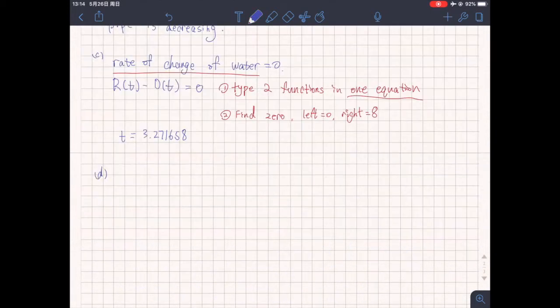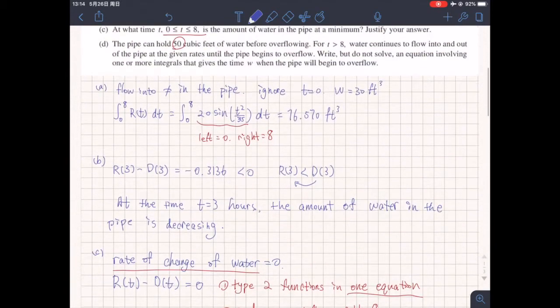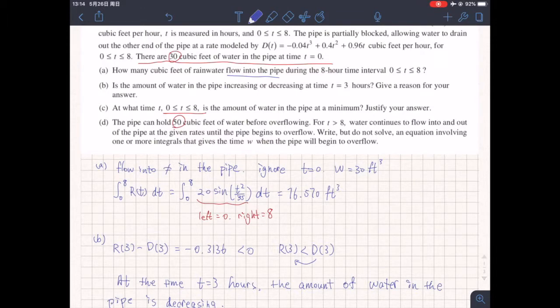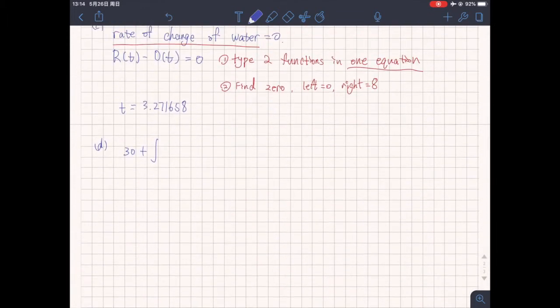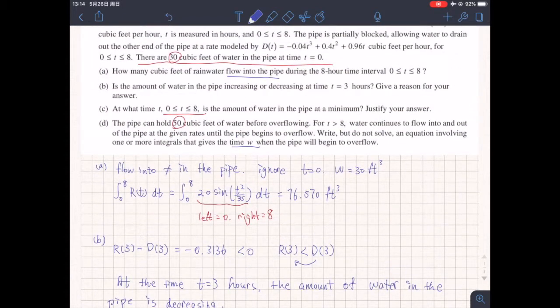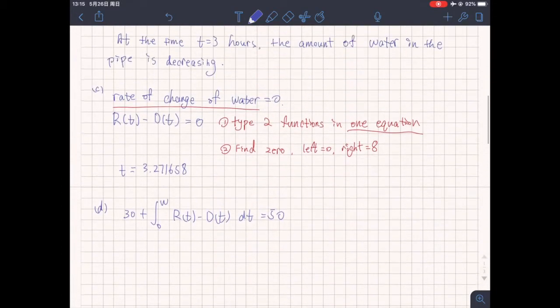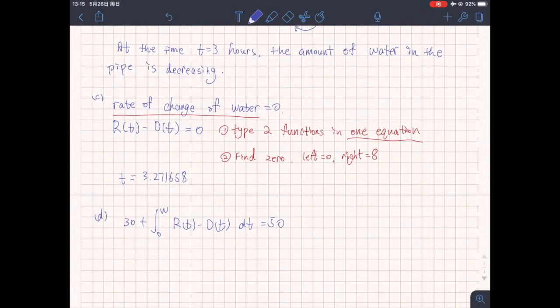Now we start our equation with 30, and we add on the value of the amount of water going inside and outside of the pipe during the process. And the time interval is from 0 to w, so we just say the lower bound is 0 and the upper bound is w, and then we write in the rate of change, which is r(t) minus d(t), and then integrate the rate of change so that we can get the exact amount. And the initial condition is 30 plus the amount of water in the integral equals 50 cubic feet of water, and that's our answer to problem D.